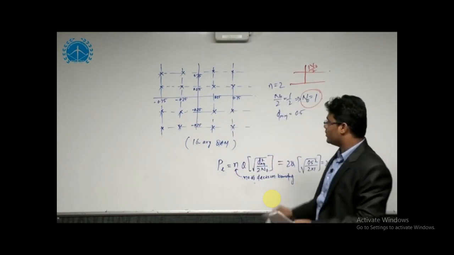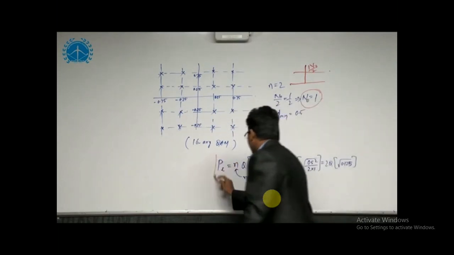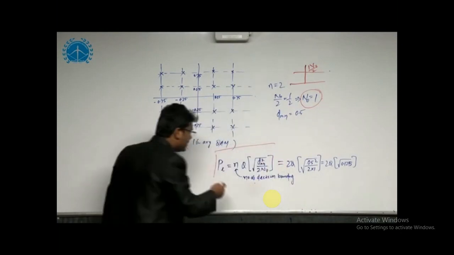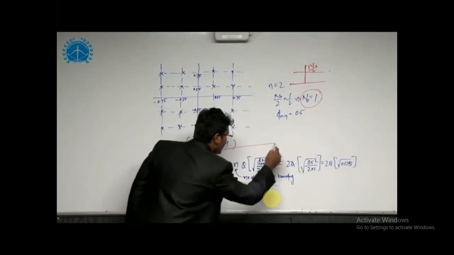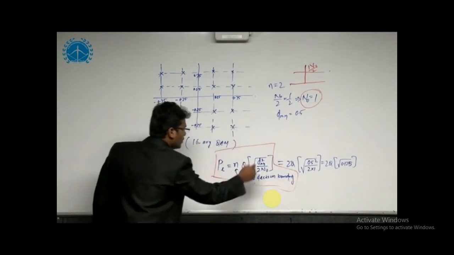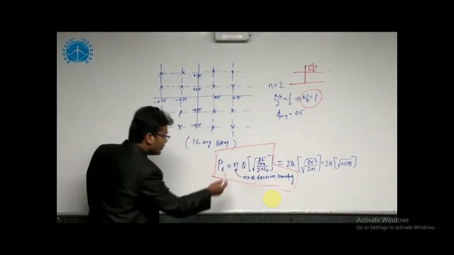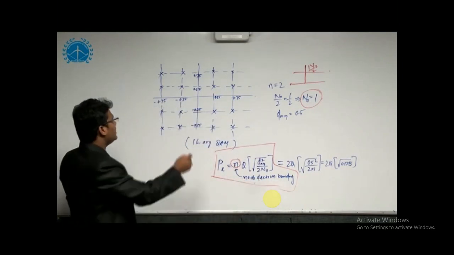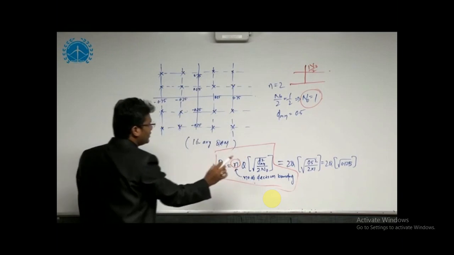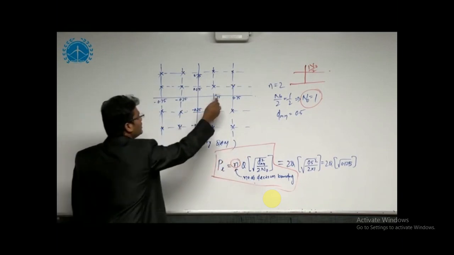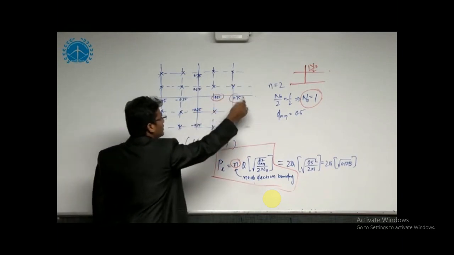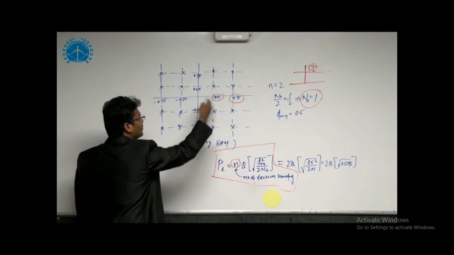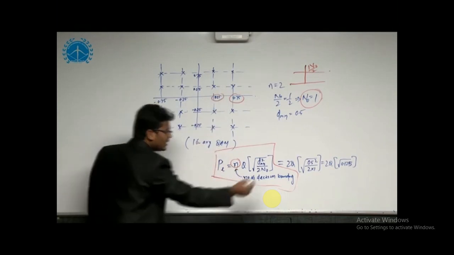So what do I know about probability of error? One formula, an empirical formula, is Pe equal to 2N into Q of root over of d min square by 2N0, where N represents the number of decision boundaries. Here one level is 0.25, one level is 0.75, so there are two decision boundaries. In place of N, I can write 2.